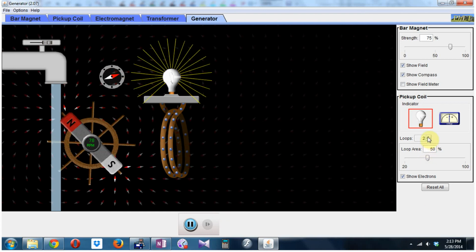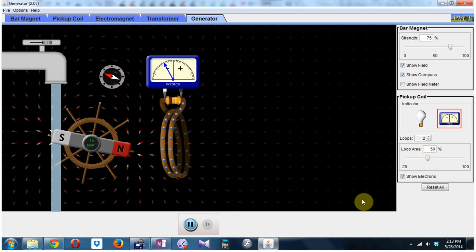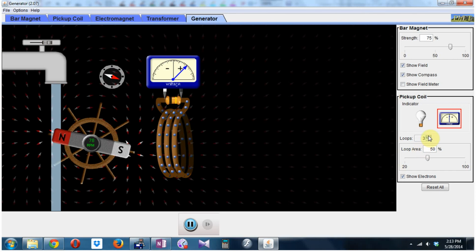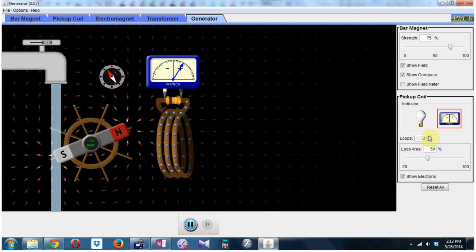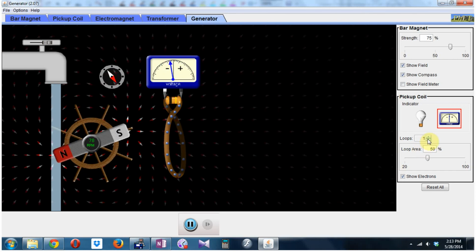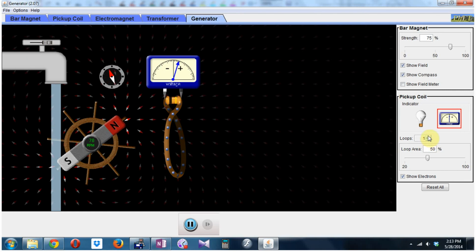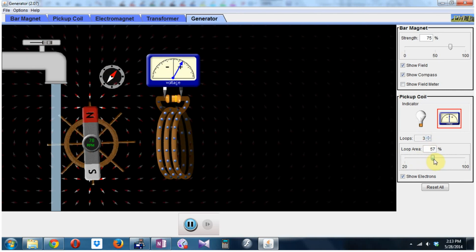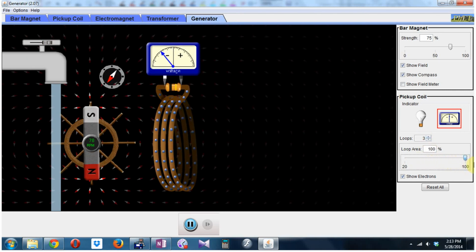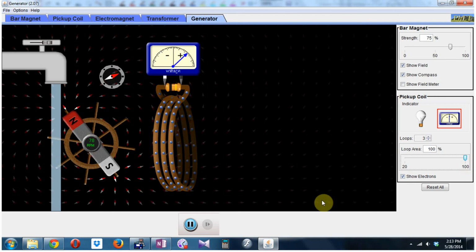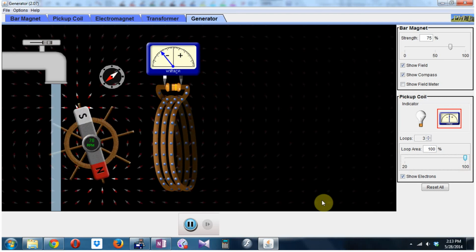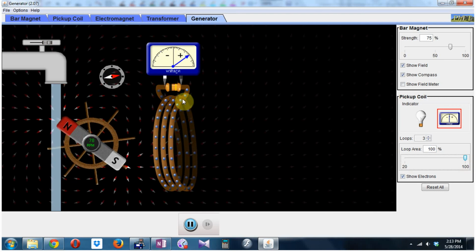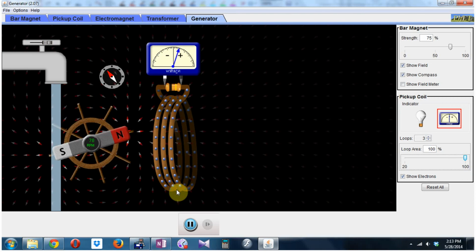Want more? Let's do that first of all. There's your alternating current. Add more coils. So with 1 coil of wire I get some voltage, with 3 coils, 3 times more voltage. There you go. Or I can increase the area, also increasing the voltage. You can see the electrons getting moved back and forth, back and forth.